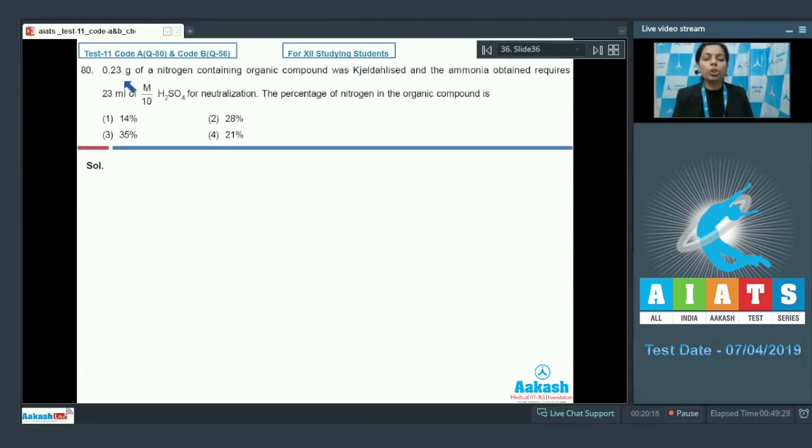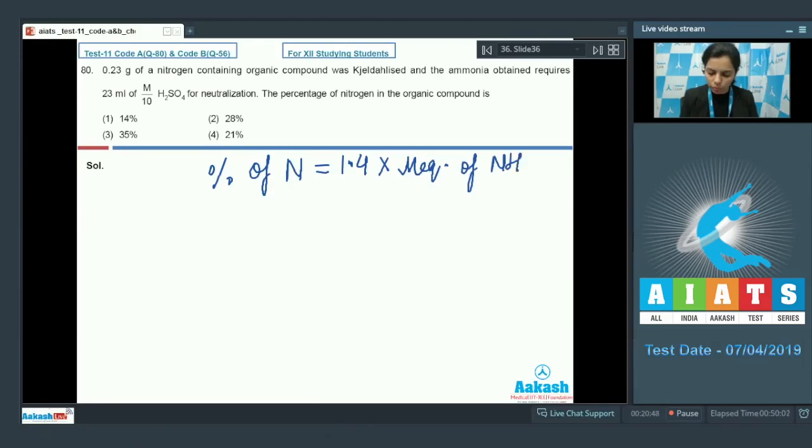Now question number 80. 0.23 gram of nitrogen containing organic compound was Dumas digested and ammonia obtained requires 23 ml of M by 10 H2SO4 for neutralization process. The percentage of nitrogen in the organic compound is. Here we should take a simple formula that the percentage of nitrogen in a particular organic compound we're talking about is equal to 1.4 into the milli equivalents of ammonia, and further this should be divided by the mass of organic compound.